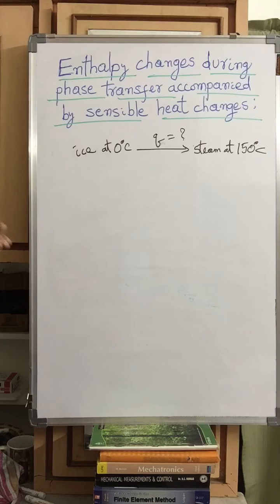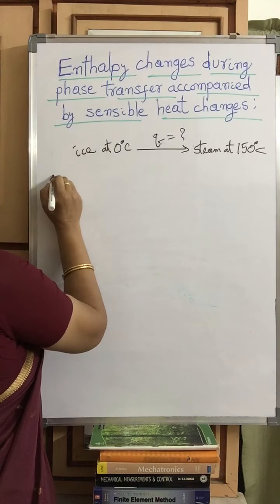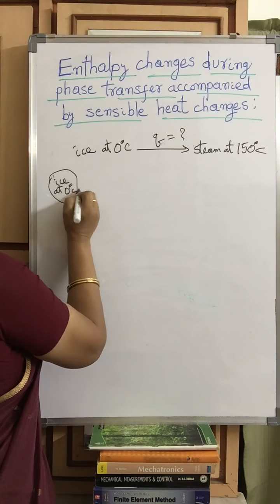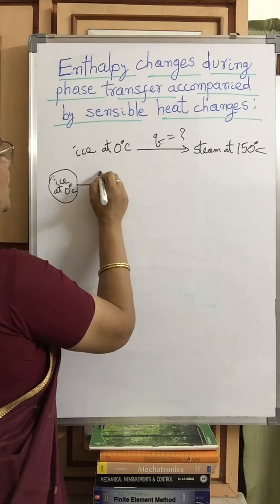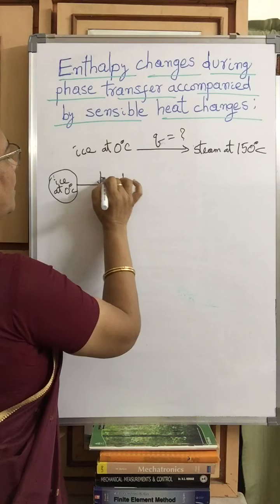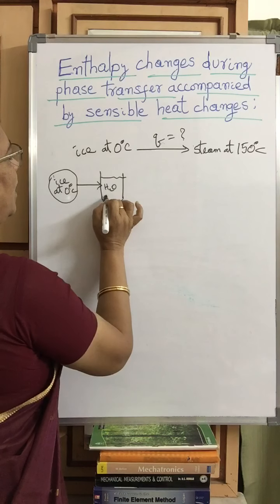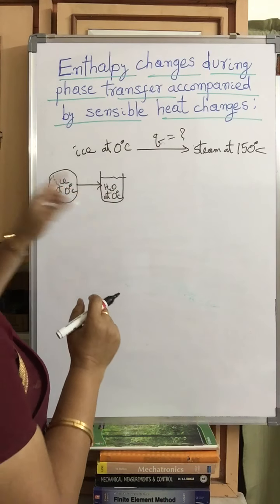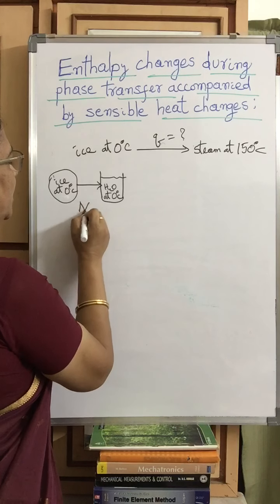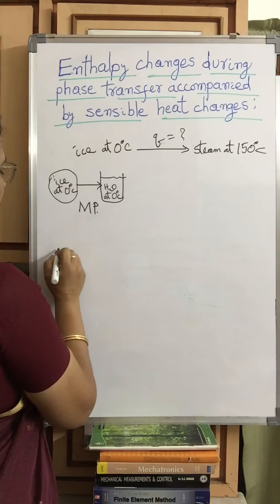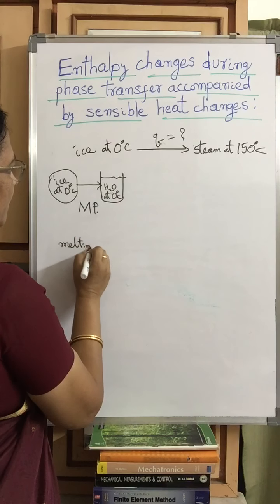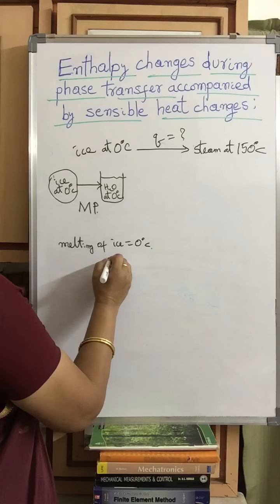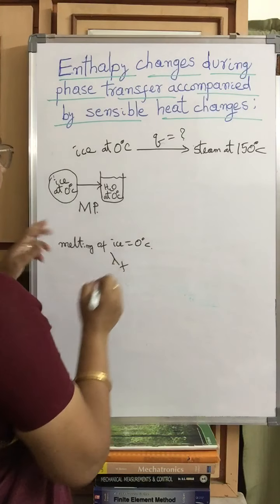So many stages will come here. The very first stage is what here? Ice at 0 degrees centigrade. Next, this should be converted first to water at 0 degrees centigrade. Ice at 0 needs to be converted to water at 0. This happens at the melting point, the melting point of ice equal to 0 degrees centigrade. Here latent heat of fusion takes place.